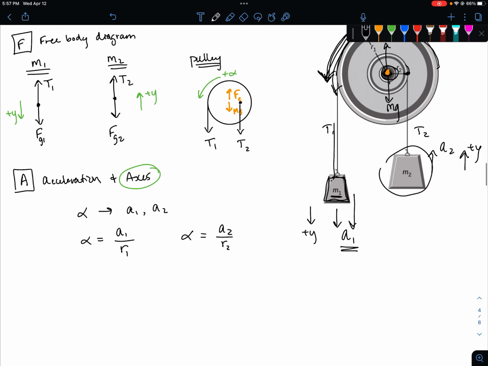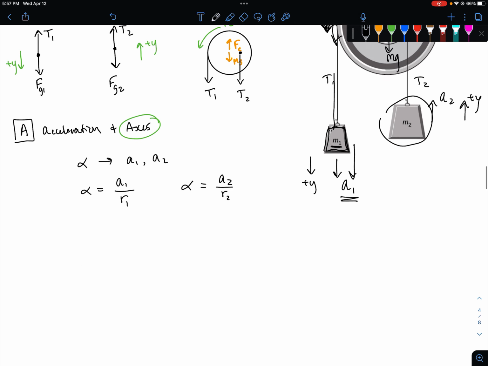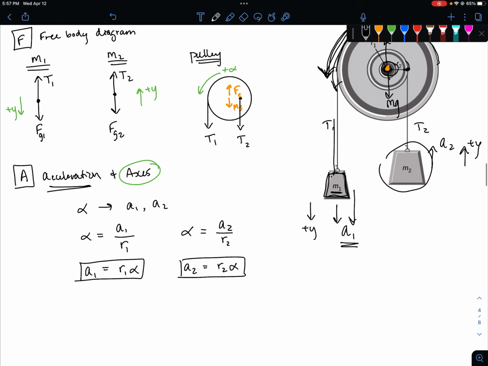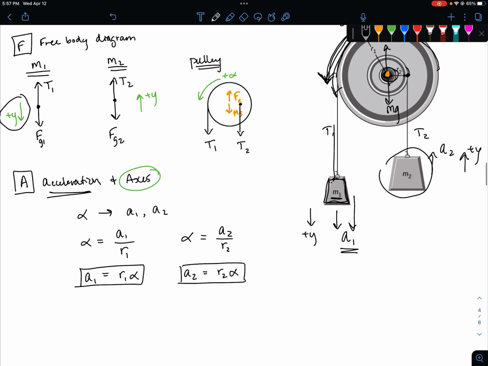So we're going to end up wanting to replace a1 and a2 with alpha, so I'm just going to solve this for a1. a1 in terms of alpha is r1 alpha, and a2 is r2 alpha. So I'm going to use those two relationships later. So those are my constraints on the acceleration. If you defined your axes a different way, you would just have to make sure that you get the right negative signs in these equations so that if this is positive, this has the right sign.